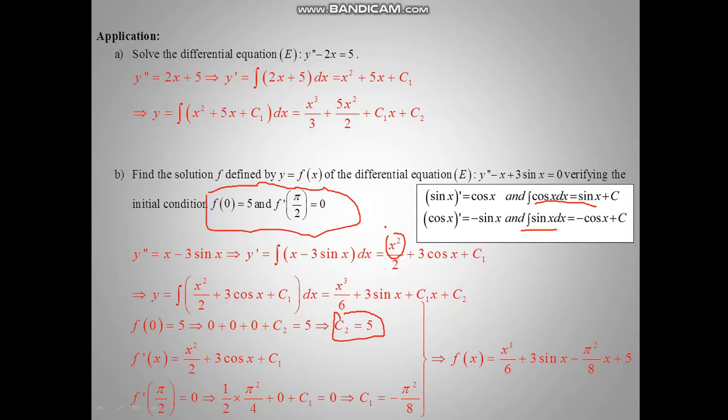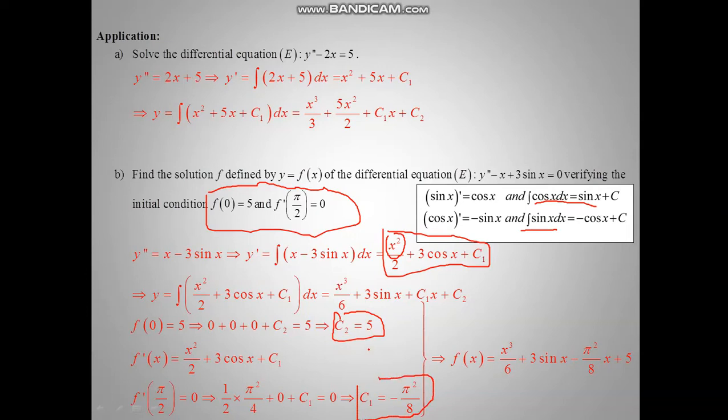f prime of x, this one is f prime of x. Replace x by pi over 2 and put the answer equal to 0. Cosine of pi over 2 equals 0. Here we have pi squared over 4 times half. So c1 equals minus pi squared over 8. We have c1 and c2.